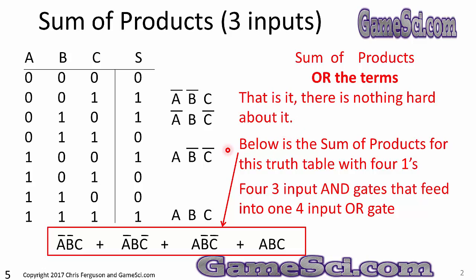Below is the sum of products for this truth table with 4 ones. We have 4 3-input AND gates that feed into one 4-input OR gate. Here are my 4 AND gates, one for this here, one for there, one for there, one for there. I feed all 4 of these into an OR gate to produce the sum of products expression.